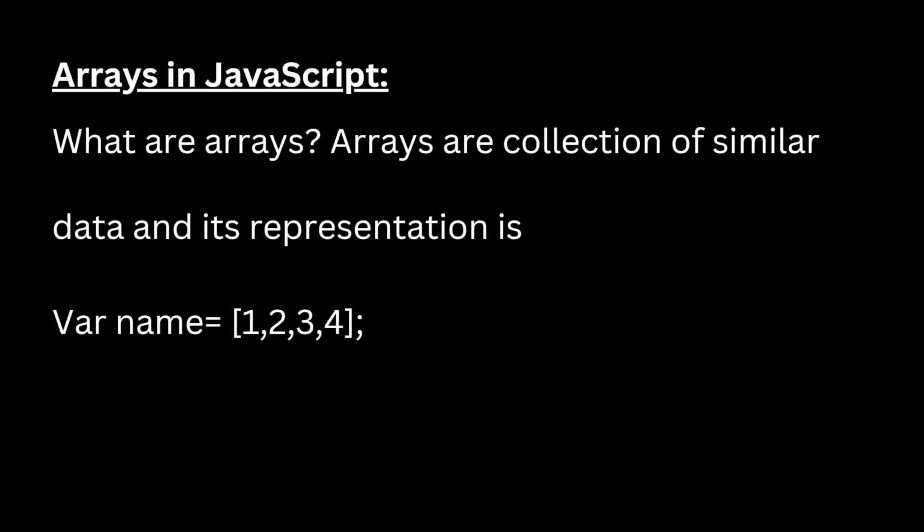Arrays in JavaScript. What are arrays? Arrays, in simple words, are a collection of similar data, and the representation is like a variable name equal to square brackets, and all the data written inside is separated with commas. If you want to extract a value from it, you write the variable name, whatever name you have given, and its index number. So now we will see what can happen.